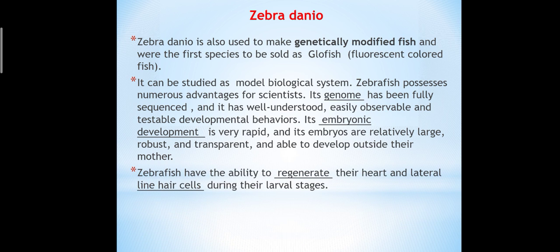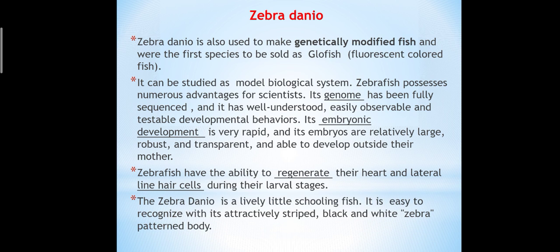Zebrafish have the ability to regenerate their heart and lateral line hair cells during their larval stages. The zebra danio is a lively little schooling fish. It is easy to recognize with its attractively striped black and white zebra patterned body.